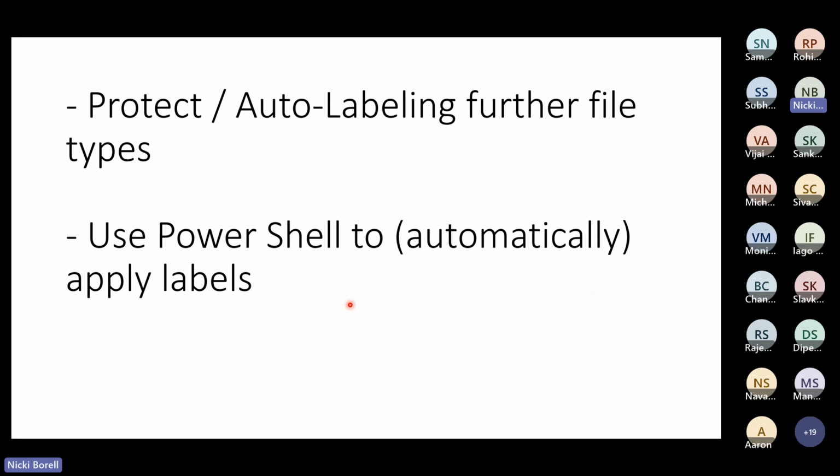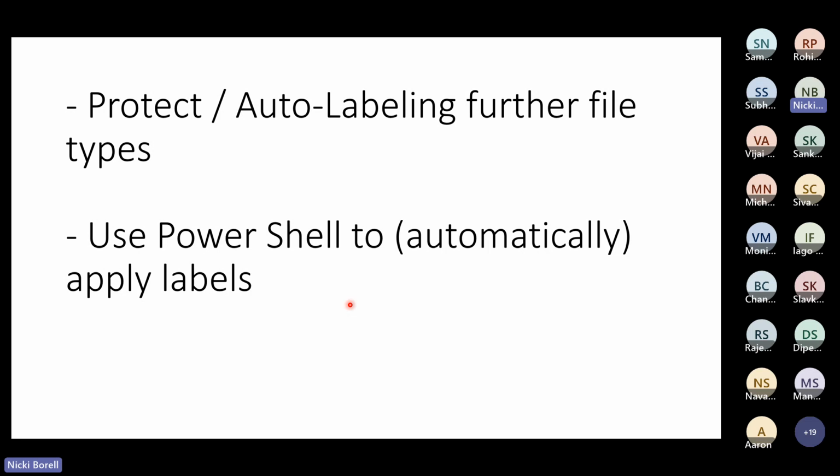Okay, there are 2 scenarios left. It's about protecting and auto labeling further file types, like, for example, something which is definitely unsupported in some generic file formats, or a file format for an application you developed on your own. And of course, the chance to use this evil hack using PowerShell to do something similar to auto labeling. I will also talk a little bit about this.